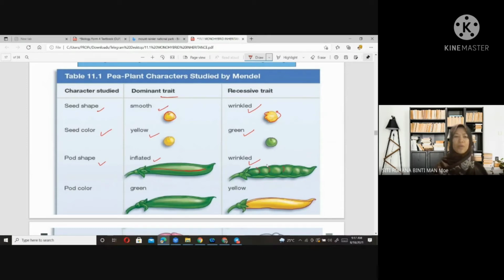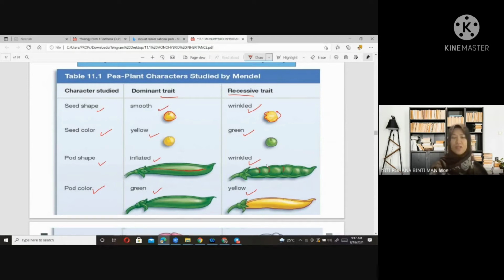Okay, pod color, green, and the recessive trait is yellow. Okay, dominant trait means that most of the garden pea plants will show the dominant trait. Okay, recessive means that sikit saja. Tak ramai. Okay, tak banyak plants yang bawa ciri ini.